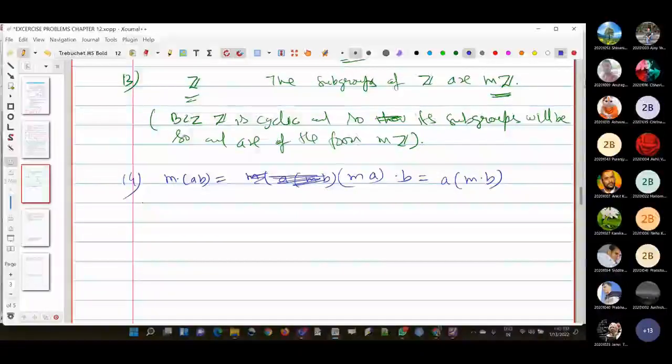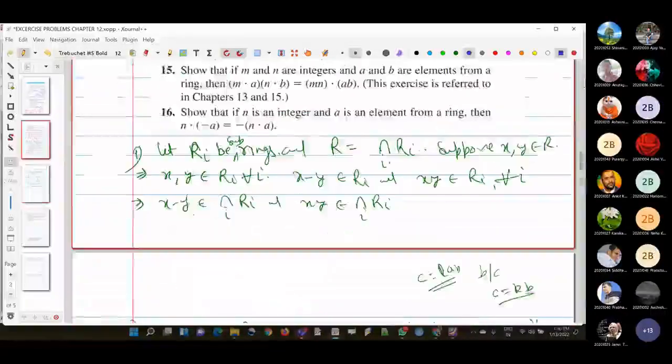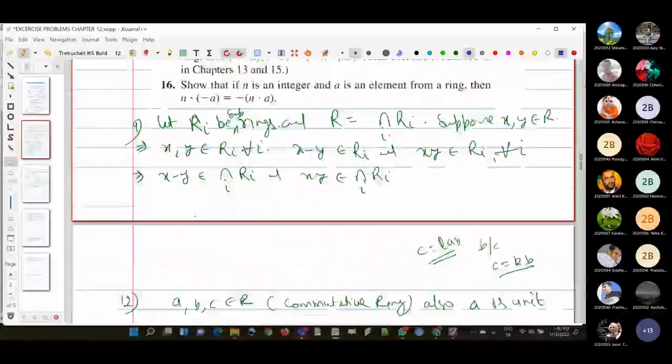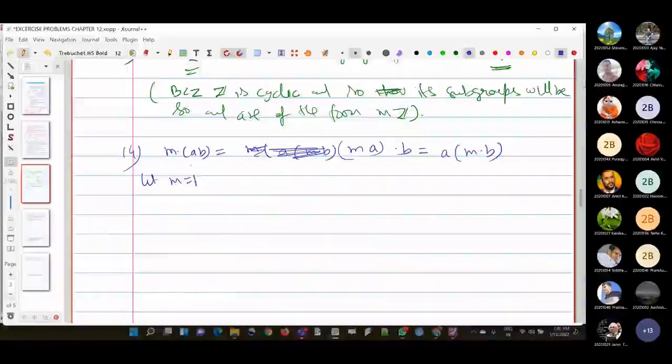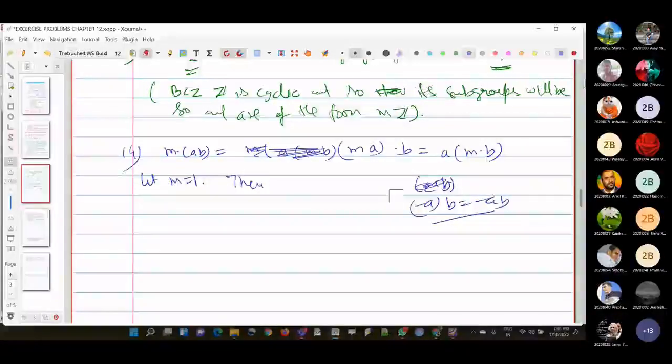Okay, so let m equal 1. I think they have considered m to be an integer. So in case m equals 1, and of course without loss of generality, we can assume that m is positive. In case of negative, we have seen that minus a times b, something like minus ab in a ring. So even if we take negative, there is absolutely no problem. We can take only positive and prove it. Okay.